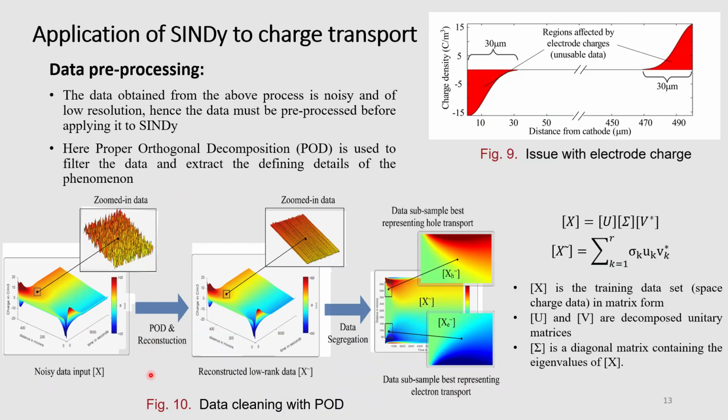So here you can see the space charge map that is obtained from the solution of the coupled system of differential equations, that is, by solving the bipolar charge transport model. And intentionally I have added noise to make it mimic the real experimental data. And further, to clean the data, I have used POD and reconstruction to remove the noise. As you can see here in the zoomed-in portion, noise is significantly removed. And once noise is significantly removed, I segregate the data which is specific to hole and electron transport so that these are suitable inputs to the SINDy model.